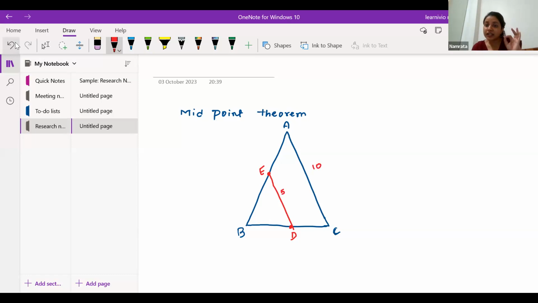This is true for any two midpoints. Triangle is having three sides. You will take the midpoint of any two sides. You can take the midpoint of this one and this one and join. It will be parallel to the third side and half of the length of the third side. If you take the midpoint of the other two sides, then it will be parallel to the first side and the length will be half of the length of the first side. Is it clear what exactly is midpoint theorem? Yes, ma'am.